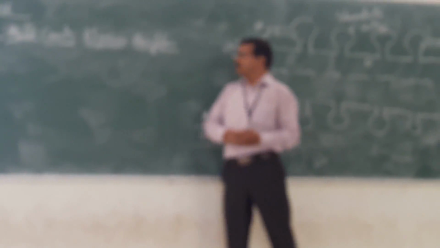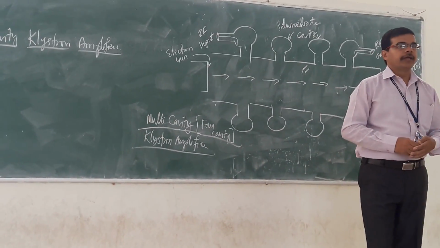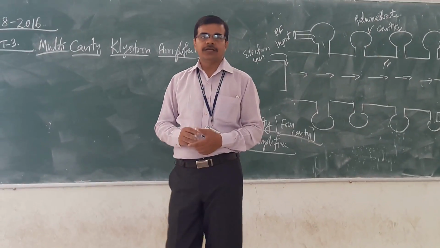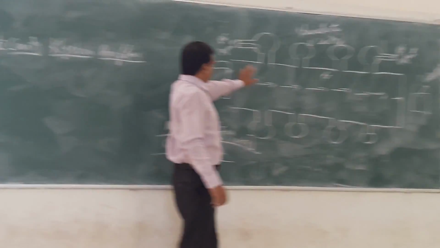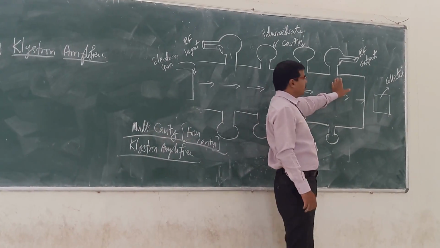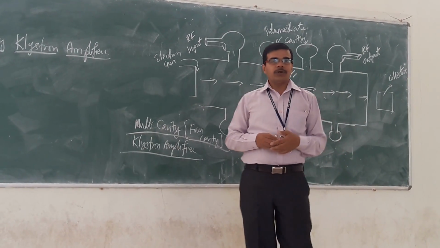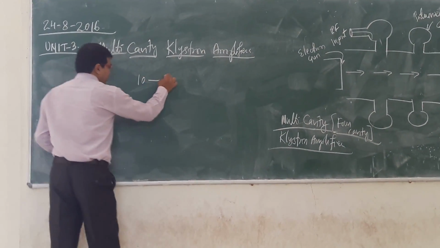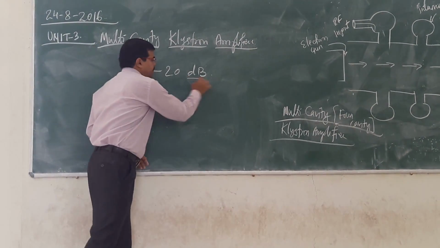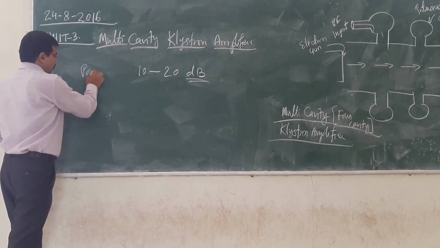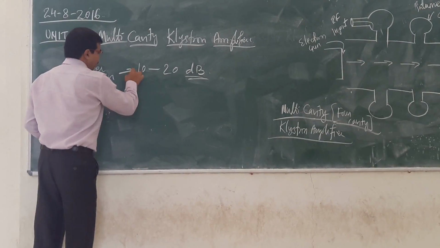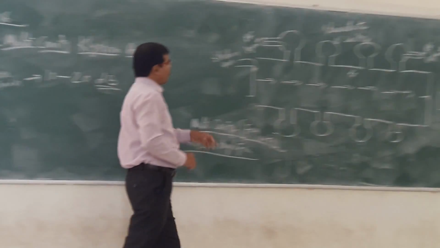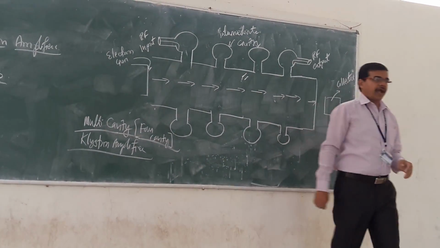So, today's topic is multi-cavity Klystron amplifier. Earlier, we have seen two-cavity Klystron amplifier. In two-cavity, you are having one buncher cavity and one catcher cavity. Gain is measured in terms of dB. The gain will be 10 to 20 dB in case of your two cavity Klystron amplifier, with just one buncher cavity and one catcher cavity.